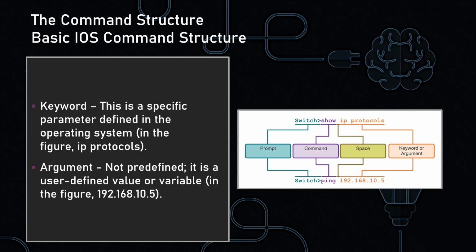A keyword, for those who aren't familiar, is a specific parameter defined in the operating system. An argument is not predefined. So this is a variable or something that's user defined. If we're trying to ping something, if we give it an address, that address is not a predefined keyword. So that's something that we have to give as an argument. That's why when we say keyword or argument, we can also use the interchangeable term parameter.